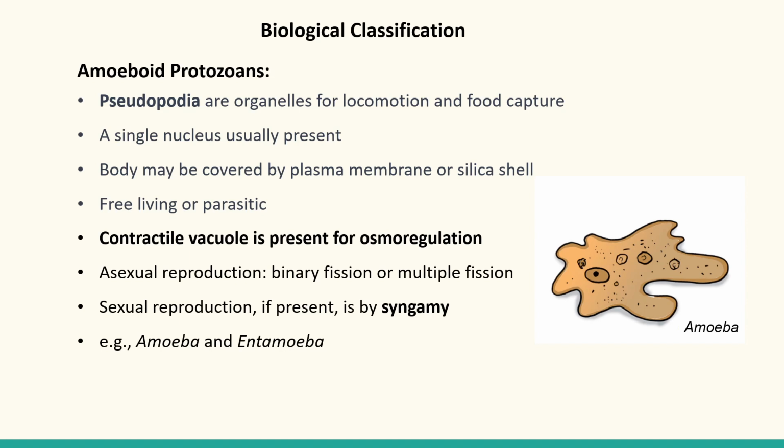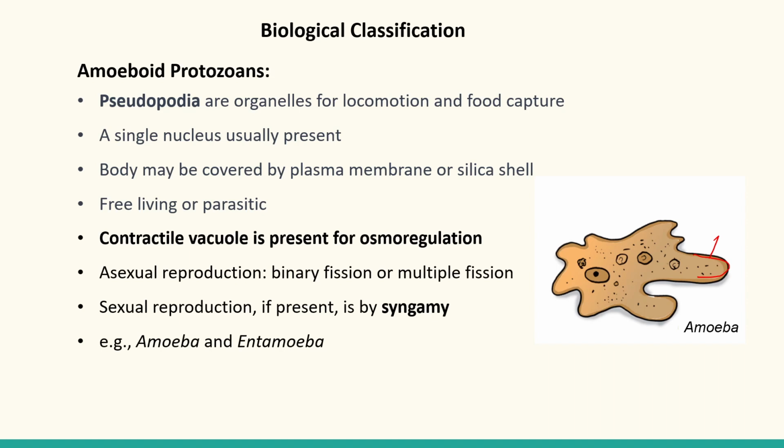Amoeboid protozoans: pseudopodia are the organelles for locomotion and food capture. We have already discussed that amoeba bears pseudopodia. They bear a single nucleus. The body may be covered by the plasma membrane or a silica shell. They can be free living or parasitic. The free living example is amoeba and the parasitic is Entamoeba histolytica.